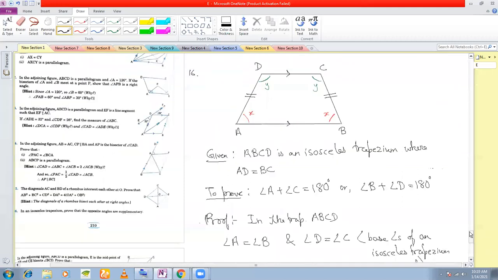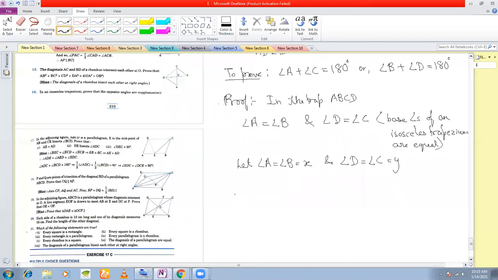Now what do you know? You know that the sum of the angles of a quadrilateral is 360 degree, right? You know this. So what can you write? Therefore, you can write angle A plus angle B plus angle C plus angle D must be equal to 180. And the reason is sum of interior angles of a quadrilateral is 360 degree.